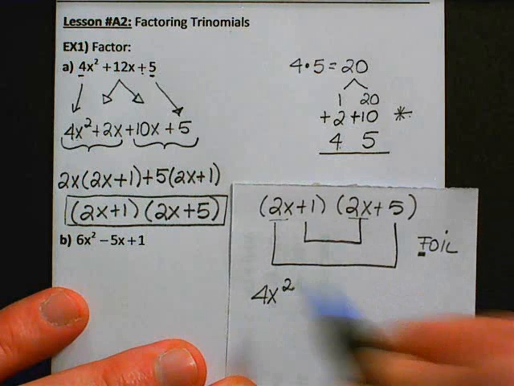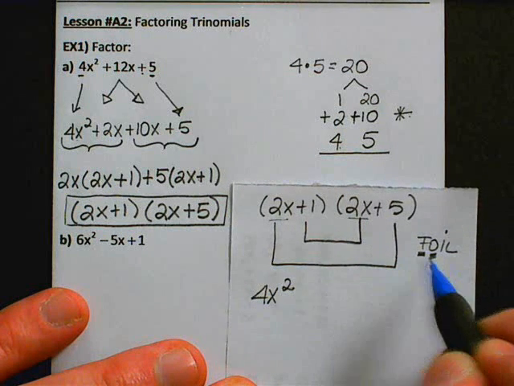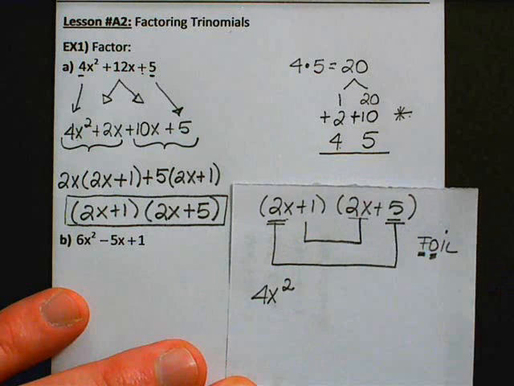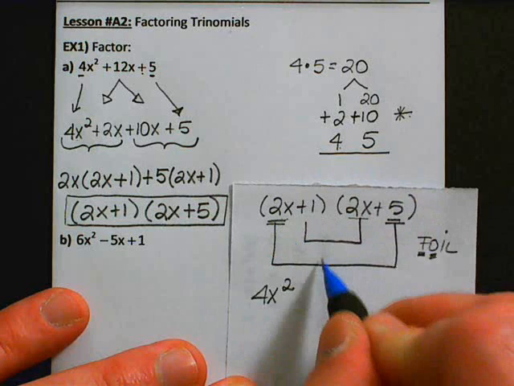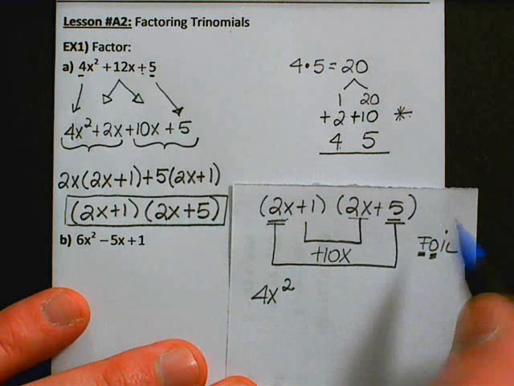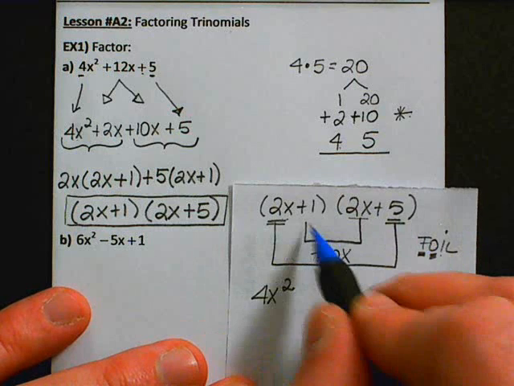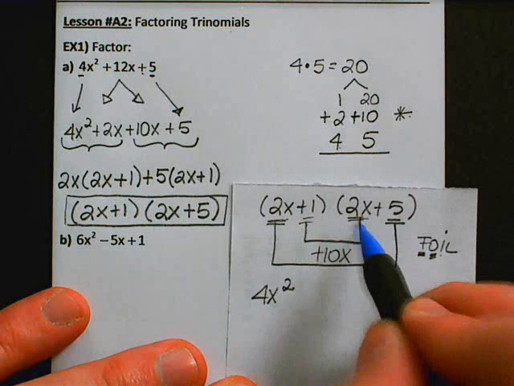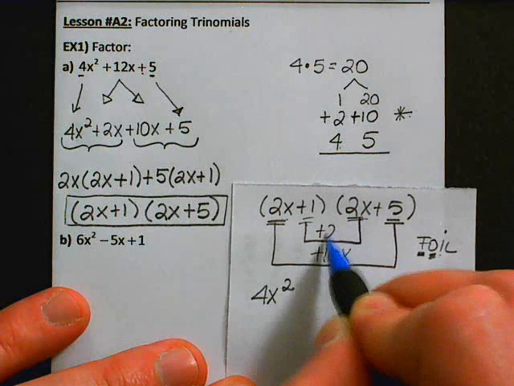Then we're going to do the O, which stands for the outside times the outside. So 2x times 5 is positive 10x. And then we're going to do the I, which stands for the inside. So 1 times 2x is 2x. And I write the answer on the inner box.